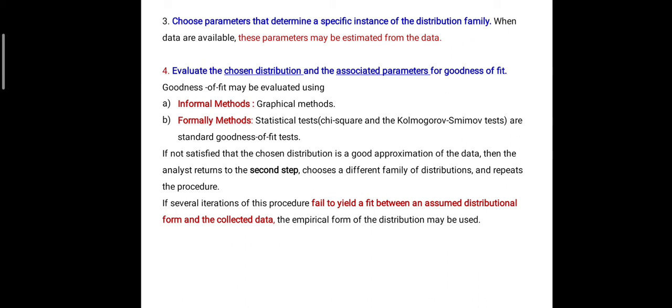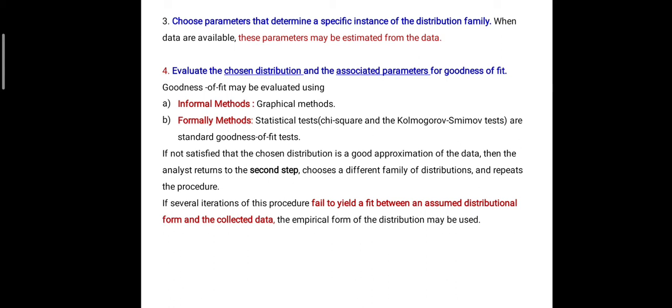When the data is available, we have to select a parameter estimator for a particular distribution. And the fourth step is to evaluate the chosen distribution and associated parameter for goodness of fit. The goodness of fit can be conducted by using informal methods, some of the graphical methods, and formal methods, where statistical tests are used. They are the Chi-square test and Kolmogorov-Smirnov test.